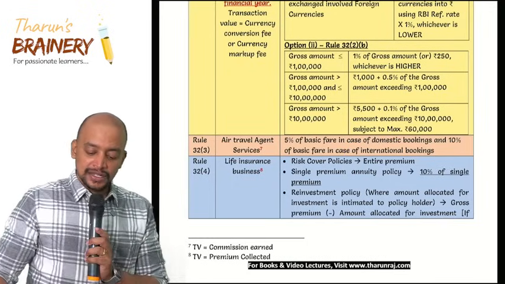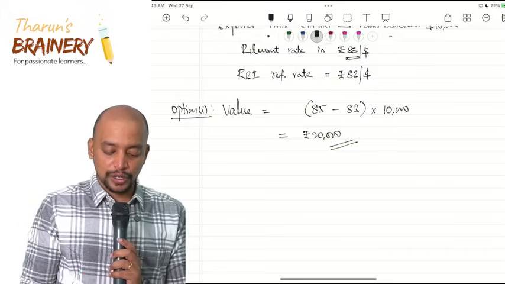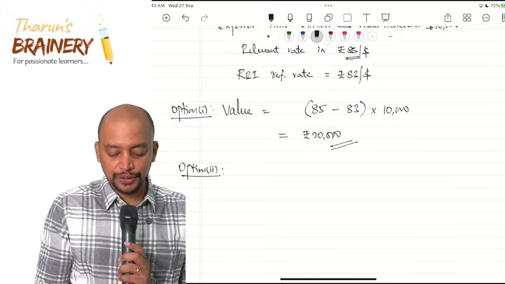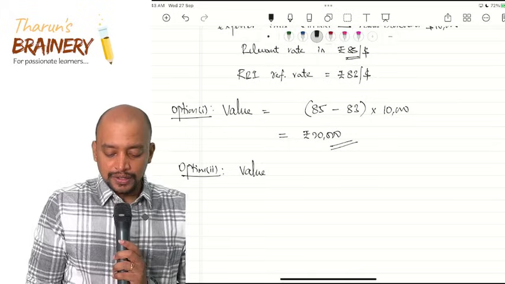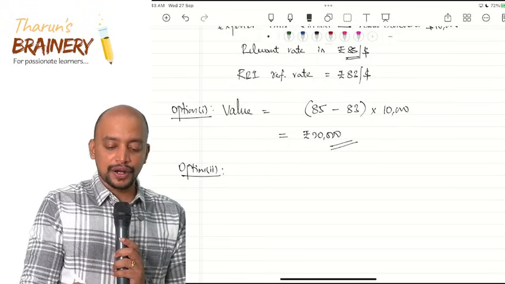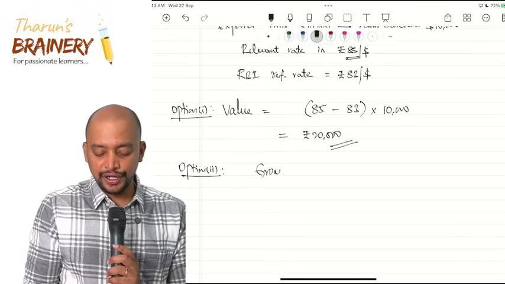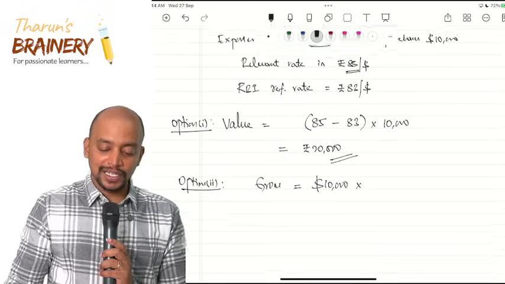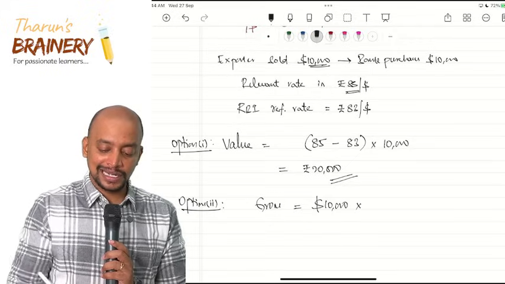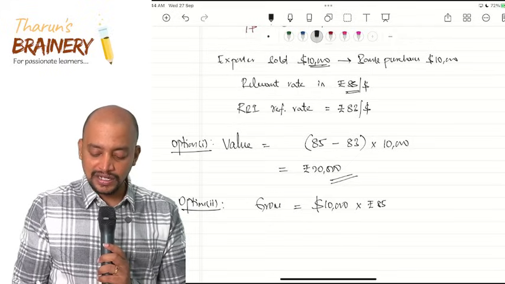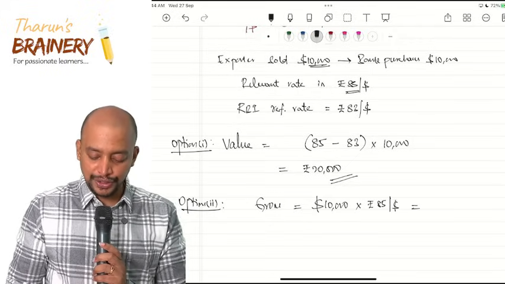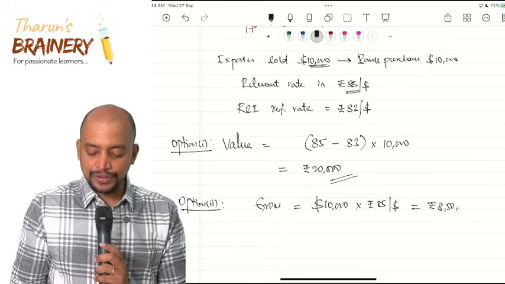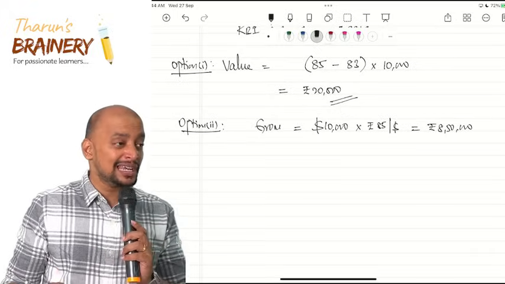In this case, with the same example, what should be taken as the option 2 value? First you need to see the gross amount. What is the gross amount in Indian rupees? How many dollars are getting exchanged? $10,000. What is the price of each dollar here? Exchange rate 85 rupees per dollar. So 10,000 into 85 will be 8,50,000. That comes in the second slab.